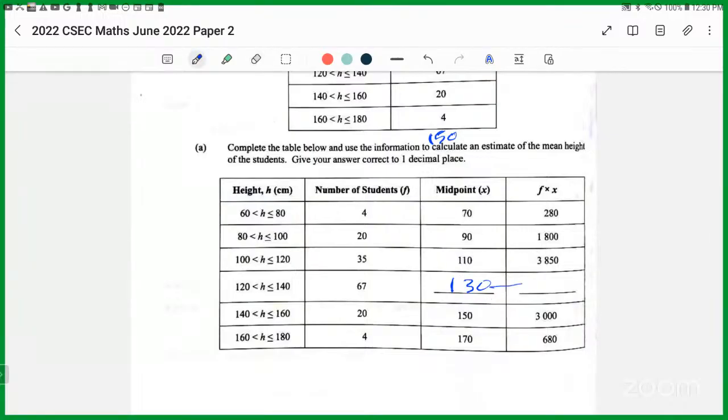And then now to get this value, we need to multiply these two. All right, multiply those two to get the value over here. So we can do that. Let's do that off screen.